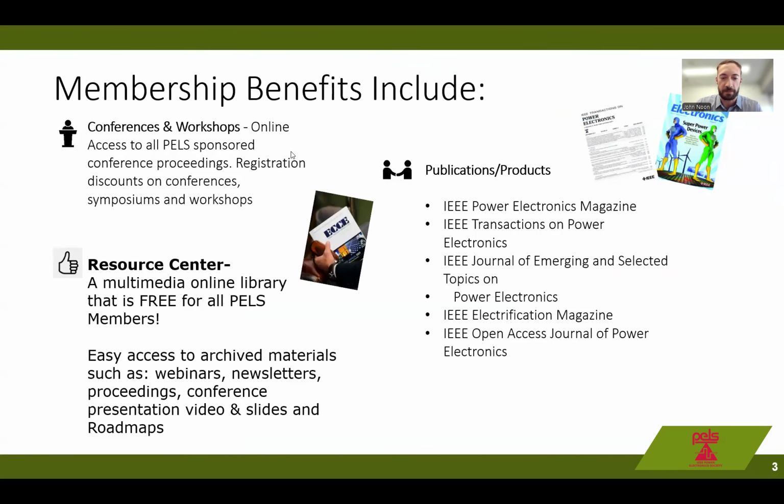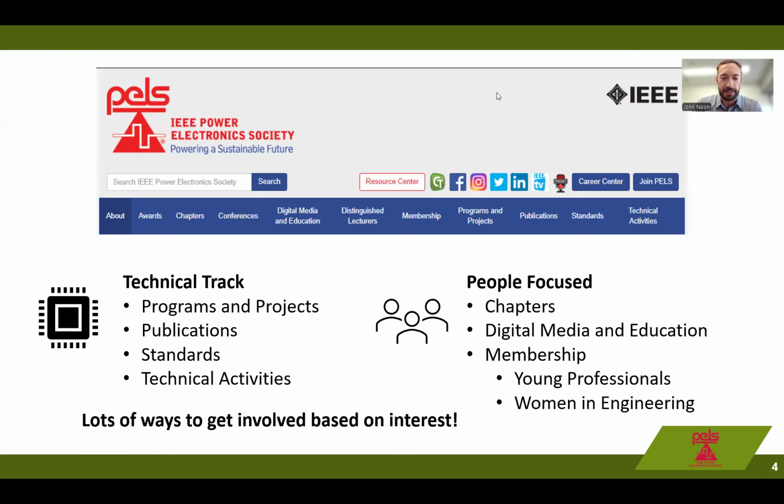Benefits of IEEE membership include online access to all PELS-sponsored conference proceedings, including APEC and ECCE papers, as well as the listed journals. Personally, I think this is a huge benefit. Beyond access to technical papers, there are also many avenues to get involved, focus on either technical development or more people-focused roles. Both are excellent for professional development, depending on what you want to get out of it.